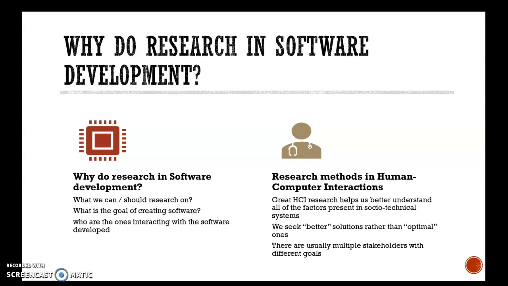a multidisciplinary area. It's not only technology, people want to do something in this. It also includes psychology, cognitive studies, sociology, all different factors. So different areas, researchers have a different way to measure humanity's reaction to the software. And we only seek the better solution rather than the optimal solution.